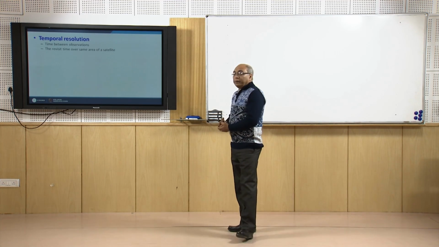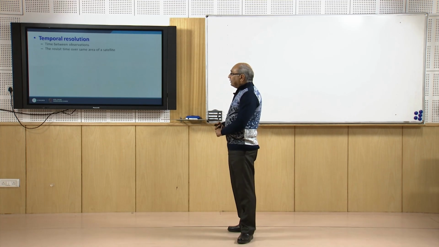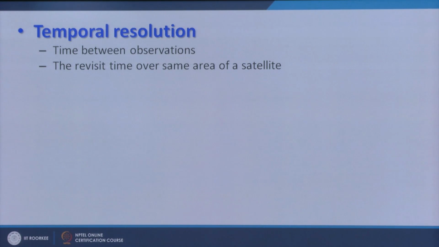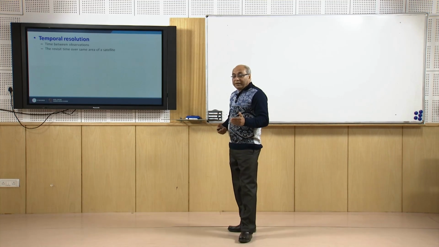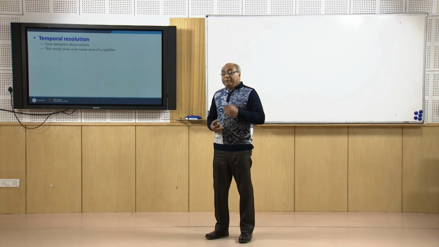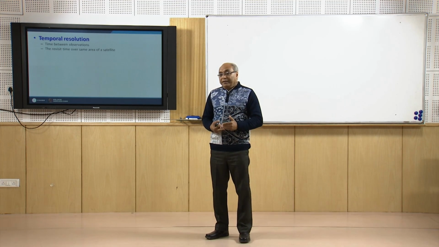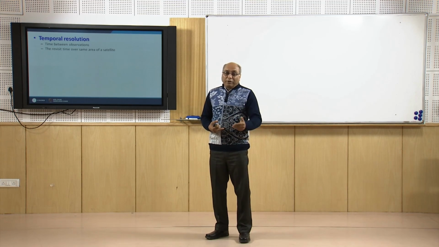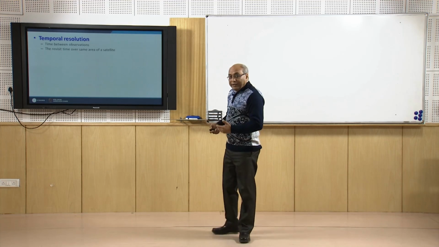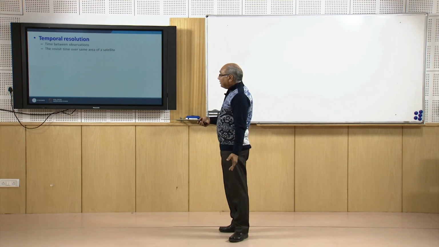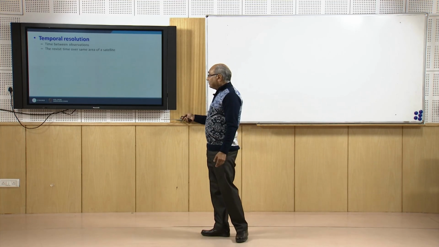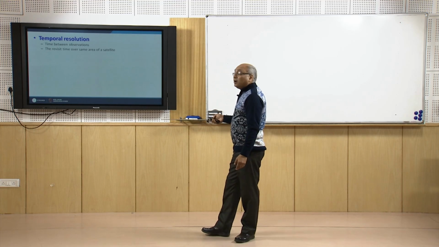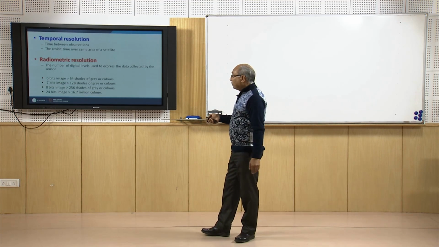Now the last in this one is the temporal resolution, that is the time between observations, how repeatedly the satellite is covering that area. Some satellites, like a radar satellite, generally will revisit the same area after 35 days, whereas I have mentioned earlier that NOAA AVHRR will cover it 2 times in a day. So relatively, NOAA AVHRR has much higher temporal resolution as compared to many other satellites. The revisit time over the same area by a satellite we put as temporal resolution.